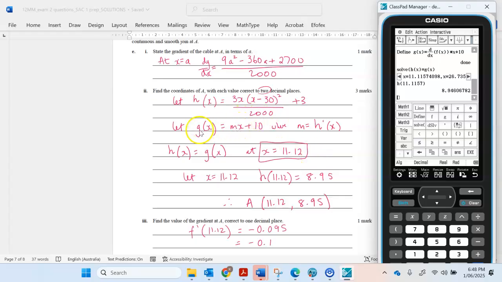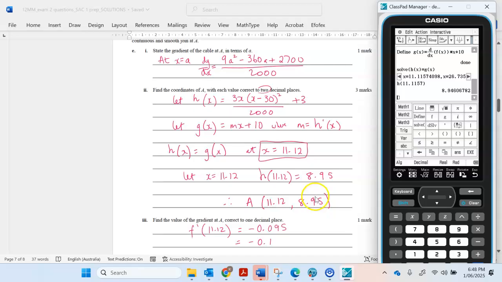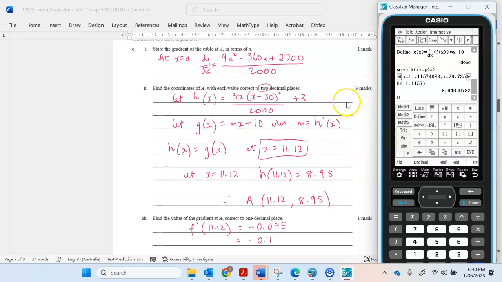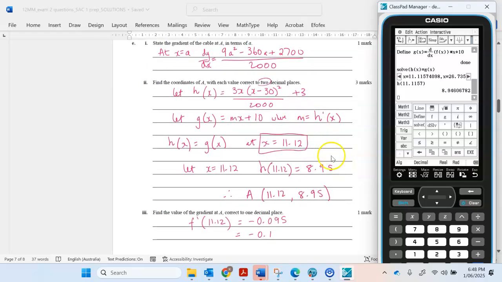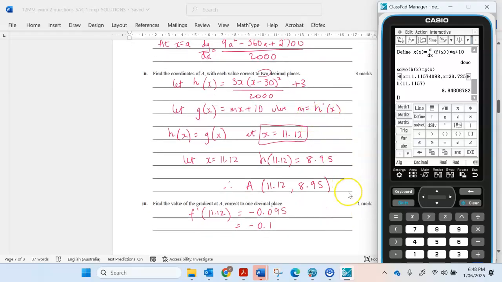So what I've done here, g of x equals mx plus 10, where m is the derivative of h of x. I don't have to write what the derivative of h of x is because it's going to take up too much time. I've already defined it, so I can use this notation just to help me work through that question. So being worth 3 marks, obviously you can do a lot on the calculator, but you do need to signpost it as you go along.